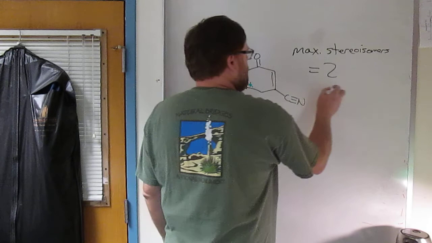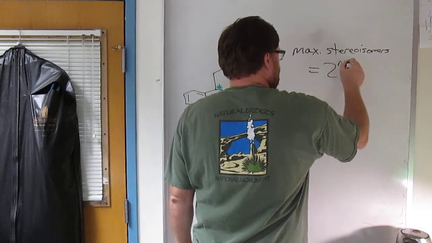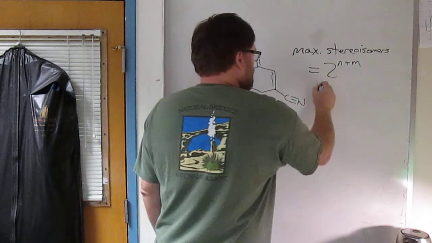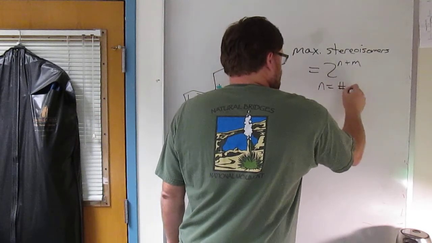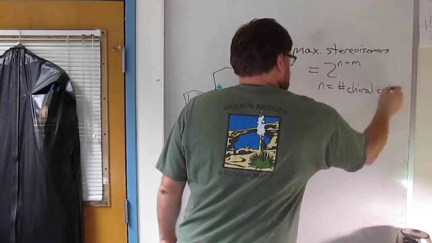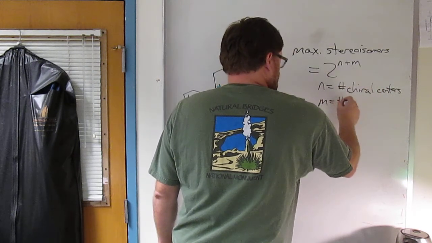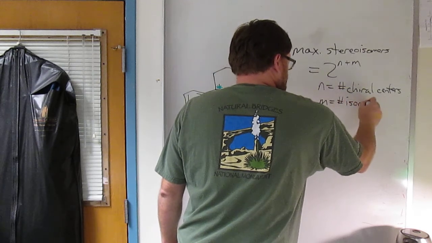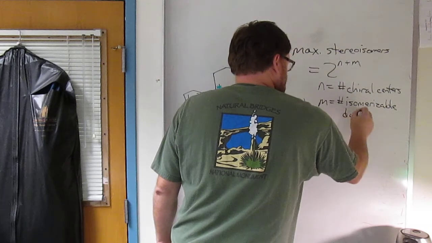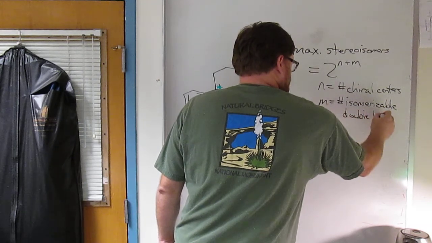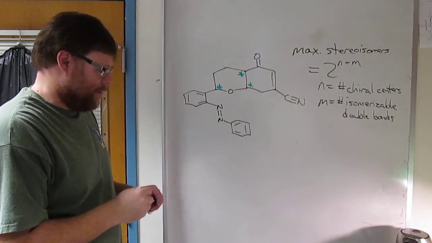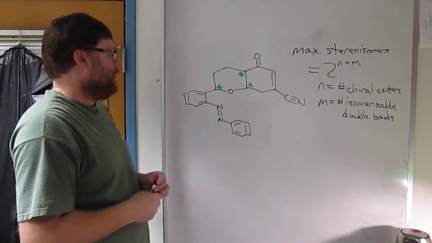So the maximum number of stereoisomers is 2 to the n plus m. N is equal to the number of chiral centers. M is equal to the number of isomerizable double bonds. And I think it's M, isomerizable double bonds, that sort of trips people up most often.